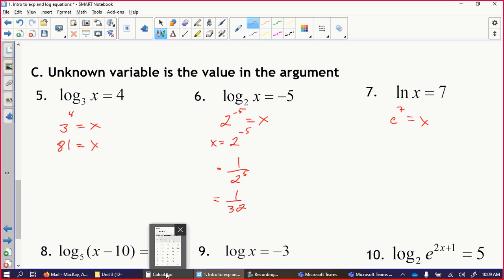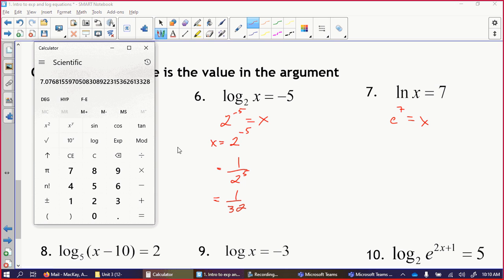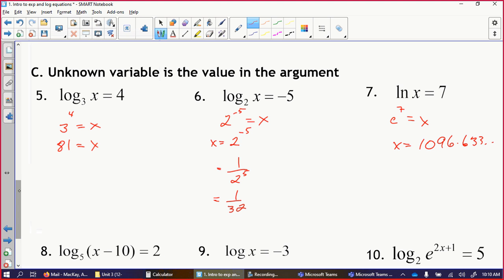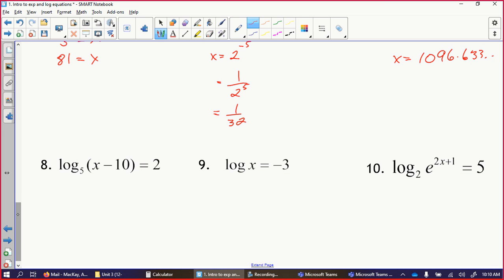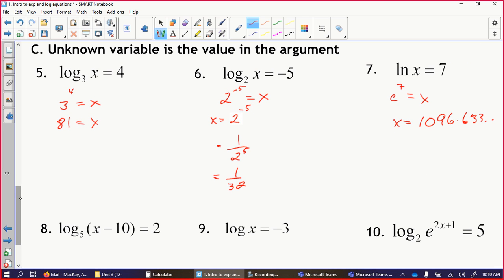If you take calculus and it hasn't changed a lot from when I was in university, which was a long time ago, and you see the words exact answer in a question, the exact answer to that question is e to the power of 7, because e is an irrational number. Any approximation is just that, an approximation, 1096.633, and so on. So that's usually fairly standard. There's nothing too crazy about that.